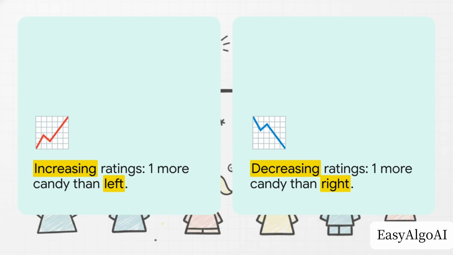Well, if ratings strictly increase, like 1, 3, 4, 6, 8, we just give each child one more candy than their left side neighbor. Conversely, if they strictly decrease, like going from 7 down to 2, we do the exact same thing, but in reverse. We just check the right side neighbor instead.